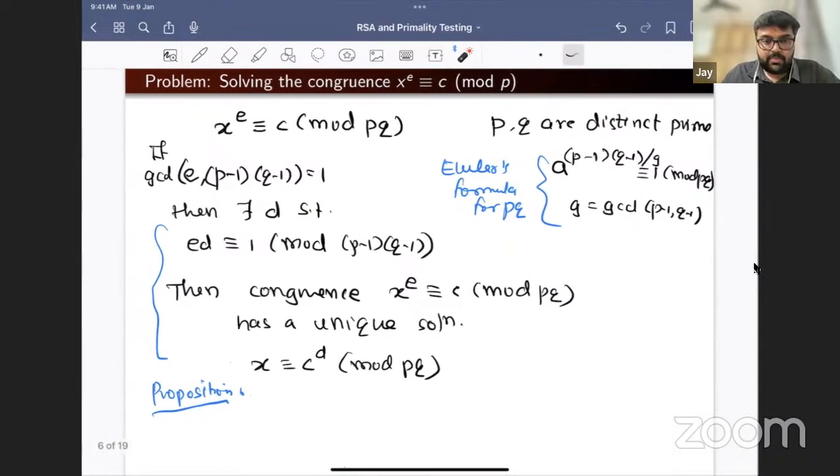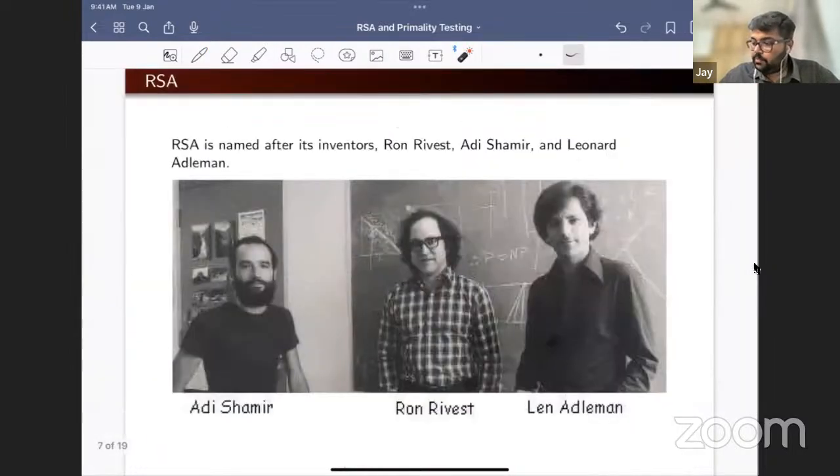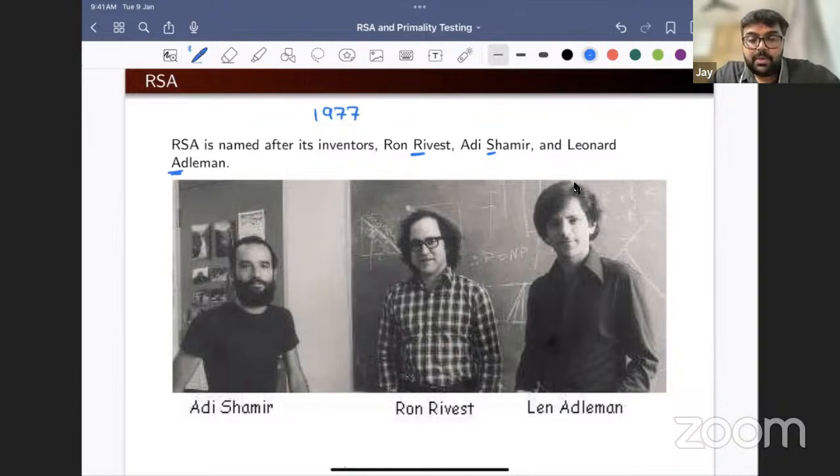Now RSA is the first popular public key crypto system. The name is based on the three people who proposed it: Rivest, Shamir, and Adleman. It was proposed publicly first in 1977 by these three people, and that is why it is named so. So this is also known as RSA PKC, Public Key Crypto System.